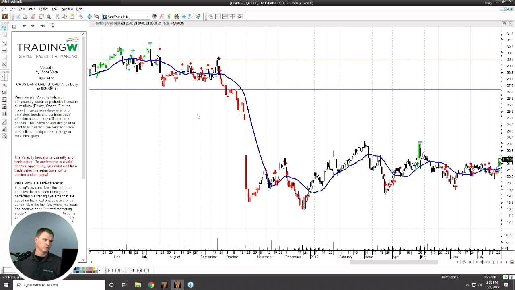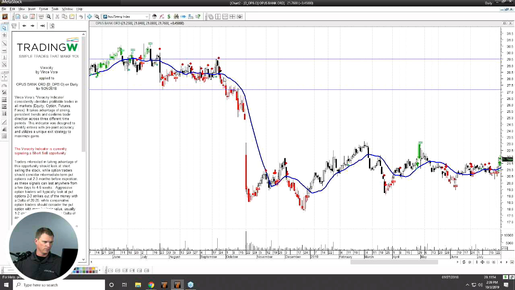And he goes over this and identifies the slope. It's a very simple, easy system to follow. So now that you've gotten this set up and we hit the trigger, let's move to the next part. So I'm on the trigger line now, or the trigger candle. And what he really talks about, and what's really important with the Voracity, is the slope.